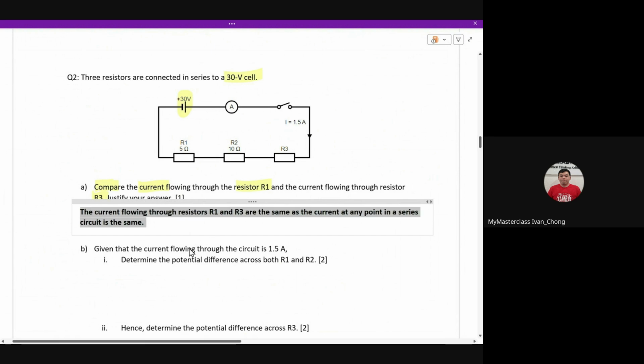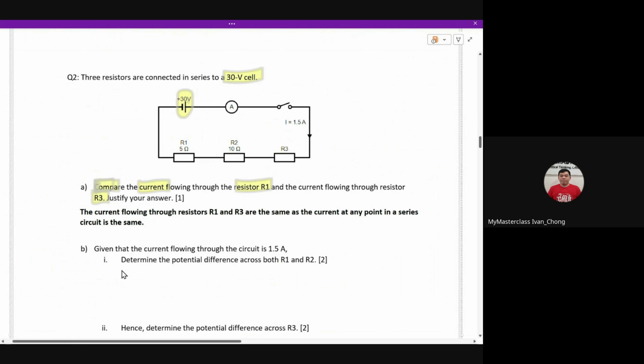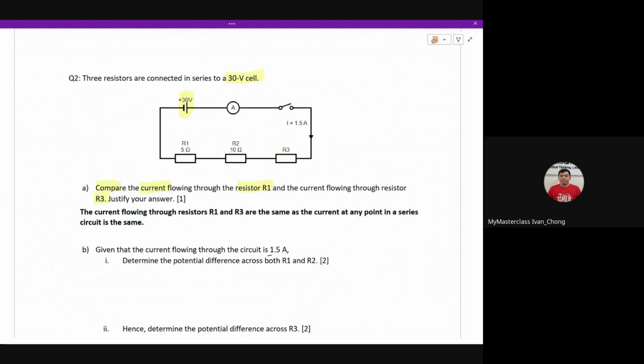Okay, so because they are arranged in series, they will have the same current flowing through them. If they tell you the current is 1.5 amperes, and they don't give us the value itself, you want to put in the values properly. So what is the potential difference across R1 and R2? It's across both of them, so they want you to find this.